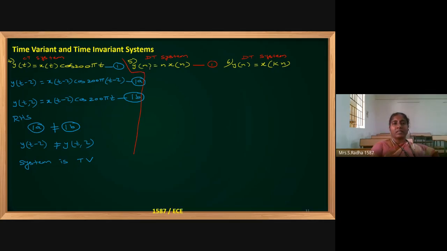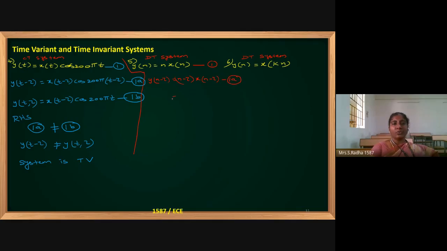Wherever n is there, this is discrete time. So n is the discrete time variable. Wherever n is there, put the delay n minus tau. Throughout the equation, wherever n is there, put n minus tau. That is case 1.